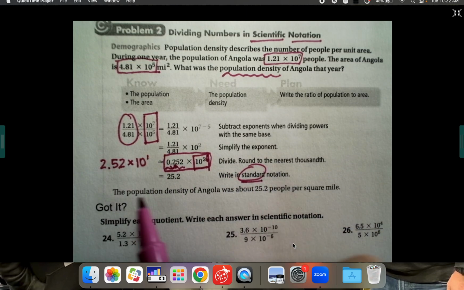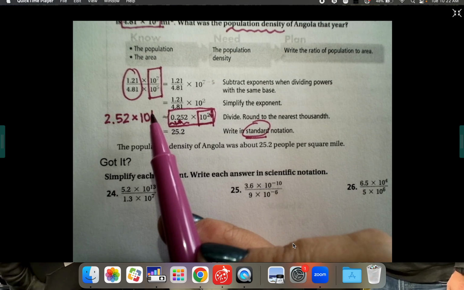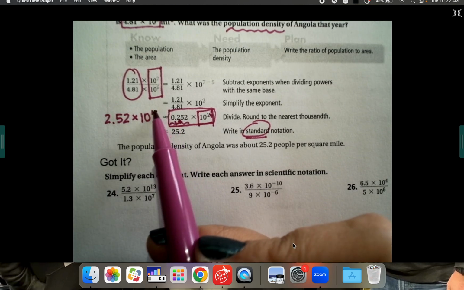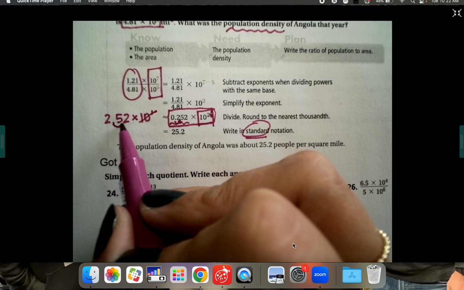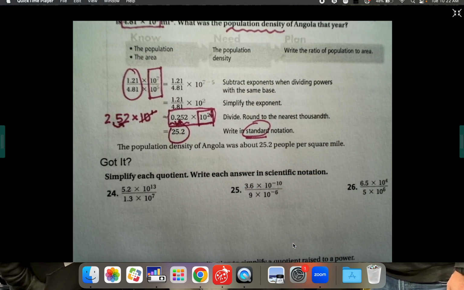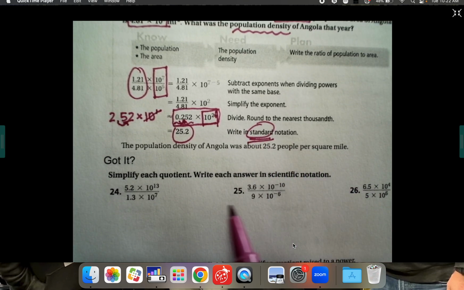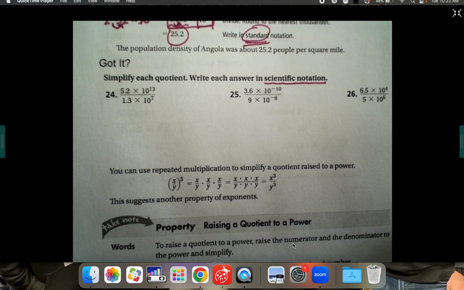They want to know, okay, I don't want the times 10 to the, I just want the population density. So in order to move it one more time bigger to get rid of this altogether, they moved it one more time because it was 10 to the 1. And that's how they got the final answer of 25.2. But we are not going to worry about standard form. We're just going to write them in scientific notation. So let's try a few of these.